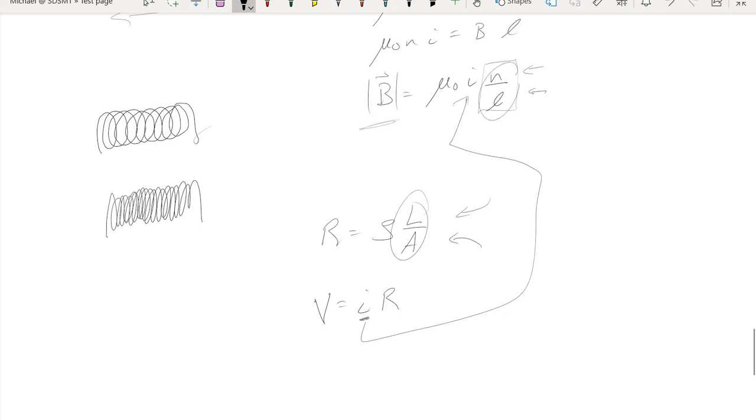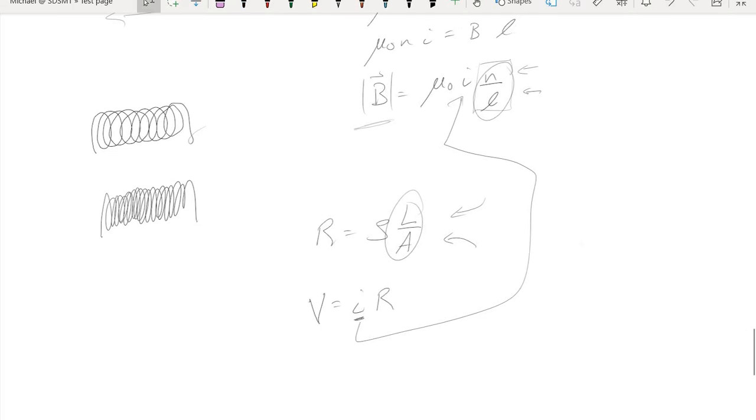So even by trying to maximize this ratio, the unintended effect is that you're going to kill the current, and that's going to cause the magnetic field through your solenoid to end up being smaller. So it's one of those situations where you try one thing and it causes something else to break.